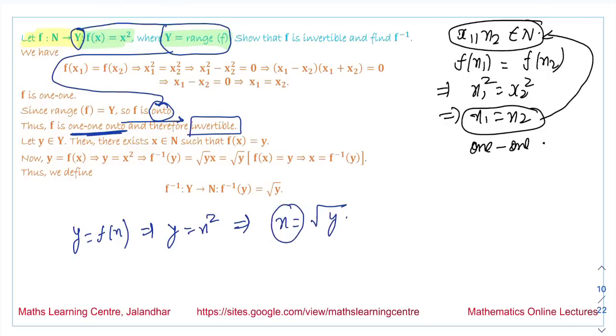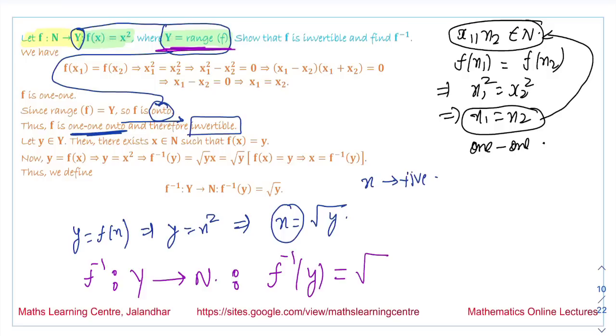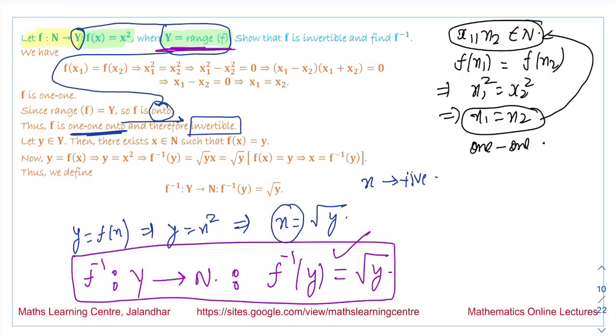Why? Because the domain of this function is N, so we are writing that x is always positive. So we obtain a function f inverse that is defined from this set Y to N. This Y is already there, it is basically the range set of f, and the definition of this function, we are saying that f inverse of y is equal to square root of y. So this is our inverse function corresponding to the function f.